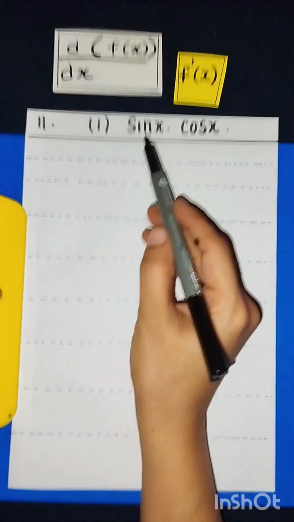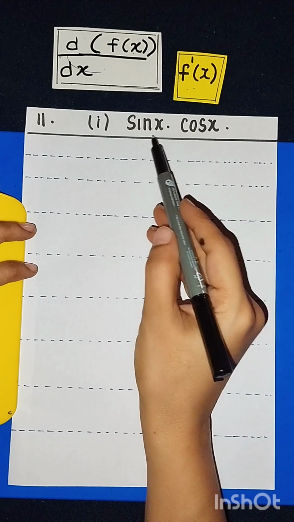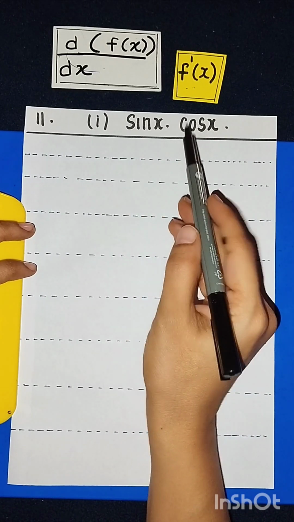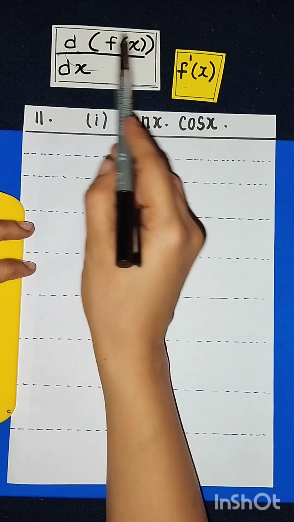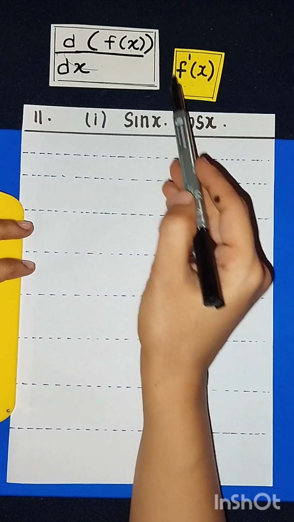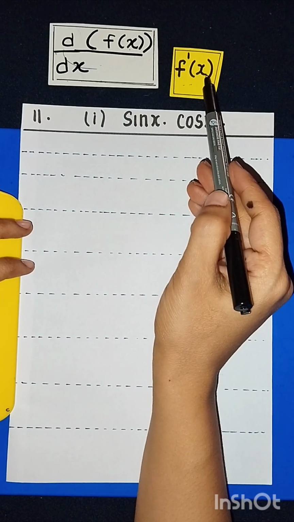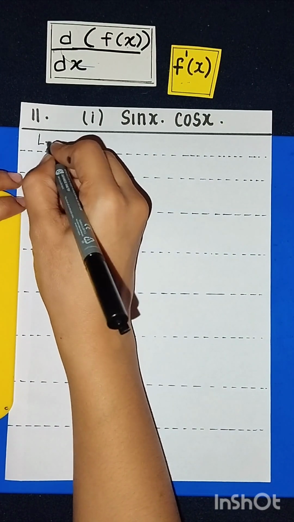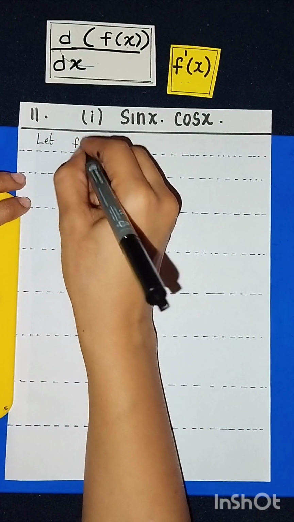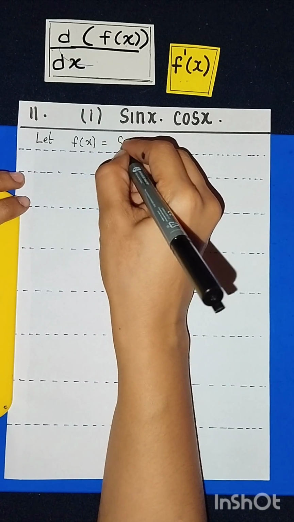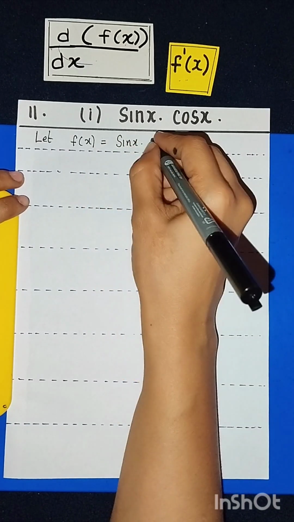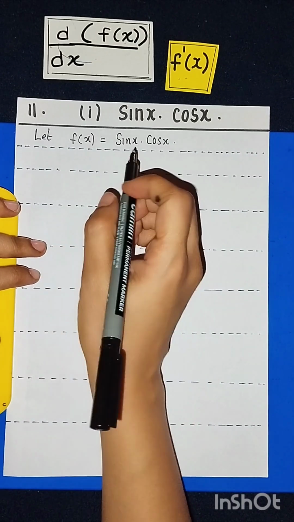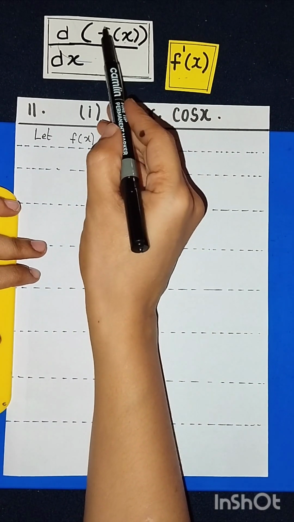The first sub question is sin x into cos x. So we have to find the derivative of this function, that is, we have to find d by dx of f of x, which is also denoted as f dash of x. So this is the function, right? So let us label. Let f of x is equal to sin x into cos x. Now this is the function f of x.